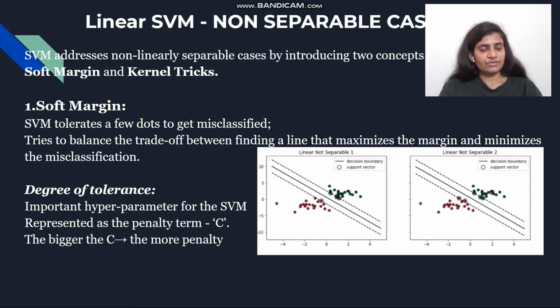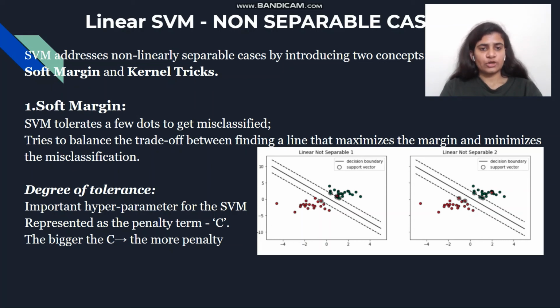Two types of misclassifications are tolerated by SVM under soft margin. If we look into the figure, in the left one, the dot is on the wrong side of the decision boundary, but on the correct side of the margin. In the right figure, the dot is on the wrong side of the decision boundary and on the wrong side of the margin. Applying soft margin, SVM tolerates a few dots being misclassified and tries to balance the trade-off between finding a line that maximizes the margin and minimizes the misclassification.